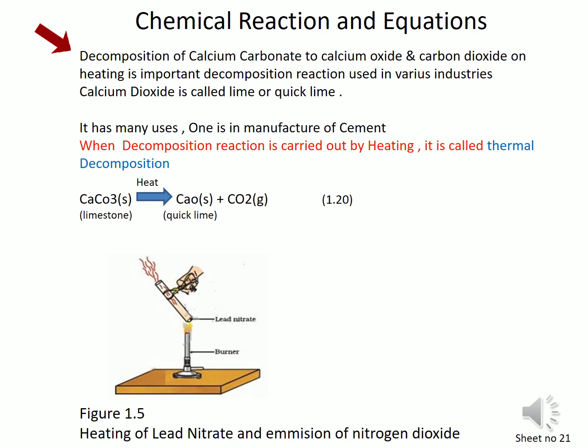Let us see further. Decomposition of calcium carbonate to calcium oxide and carbon dioxide on heating is an important decomposition reaction used in various industries, that we have seen. Calcium oxide is called lime or quick lime. This is what we have discussed earlier. It has many uses. One is to manufacture cement. When a decomposition reaction is carried out by heating, it is called thermal decomposition. Here we are heating limestone. It is breaking into CaO plus CO2.